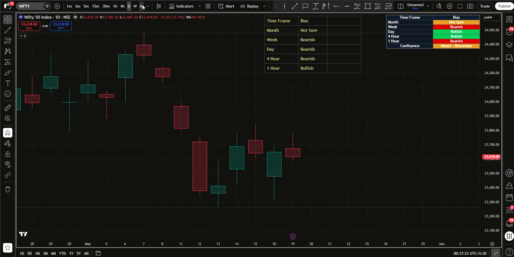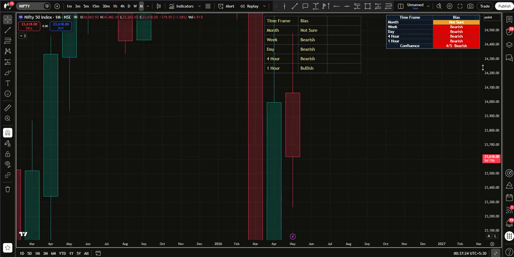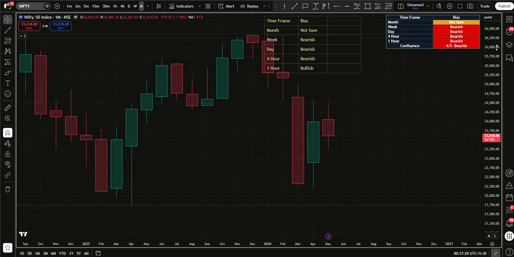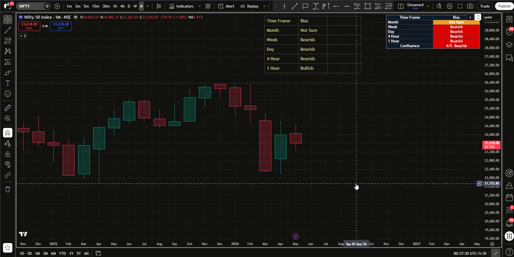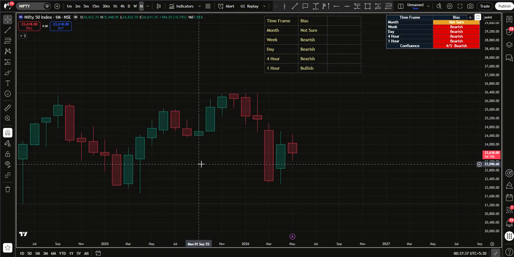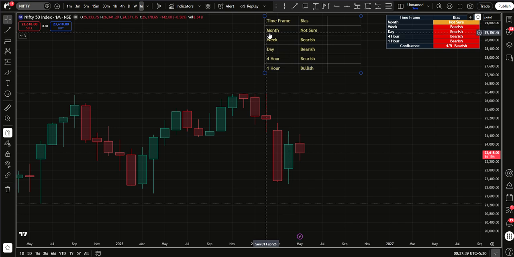What we do here is usually we try to find biases on Nifty on time frames starting with the monthly and then all the way down to the hourly time frame. This is Nifty in a monthly time frame. I do not have a bias on this time frame, therefore it is mentioned here as not sure.